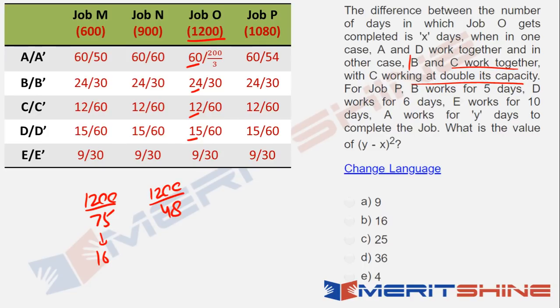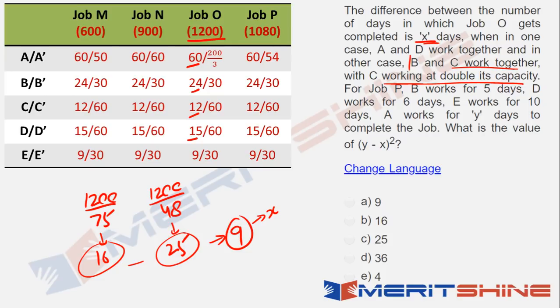So this is the time that they would take when C is working at double its capacity. So 1200 by 48 would be 25. Yeah, 48 into 100 is 4800, 1200 is 1/4 of that. So this is 25. So what is the difference between 25 and 16? The difference is 9. So here the value of x becomes 9.